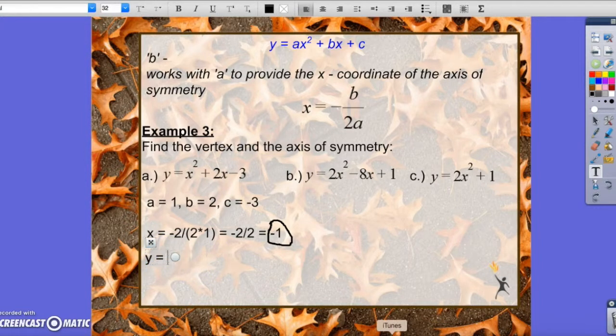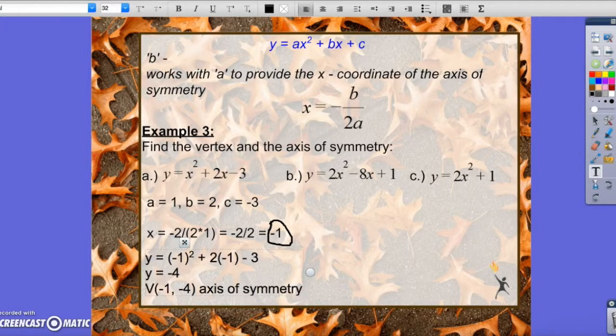All right, so y equals negative 1 squared plus 2 times negative 1 minus 3. And we're just going to solve algebraically. Check to see what you get. I'm not going to show the work too because by now you should be able to evaluate. We get negative 4. So my vertex is negative 1, negative 4. And my axis of symmetry is always through the x-coordinate of the vertex, which is x equals negative 1. And that's important because it's going to help us graph later, actually.